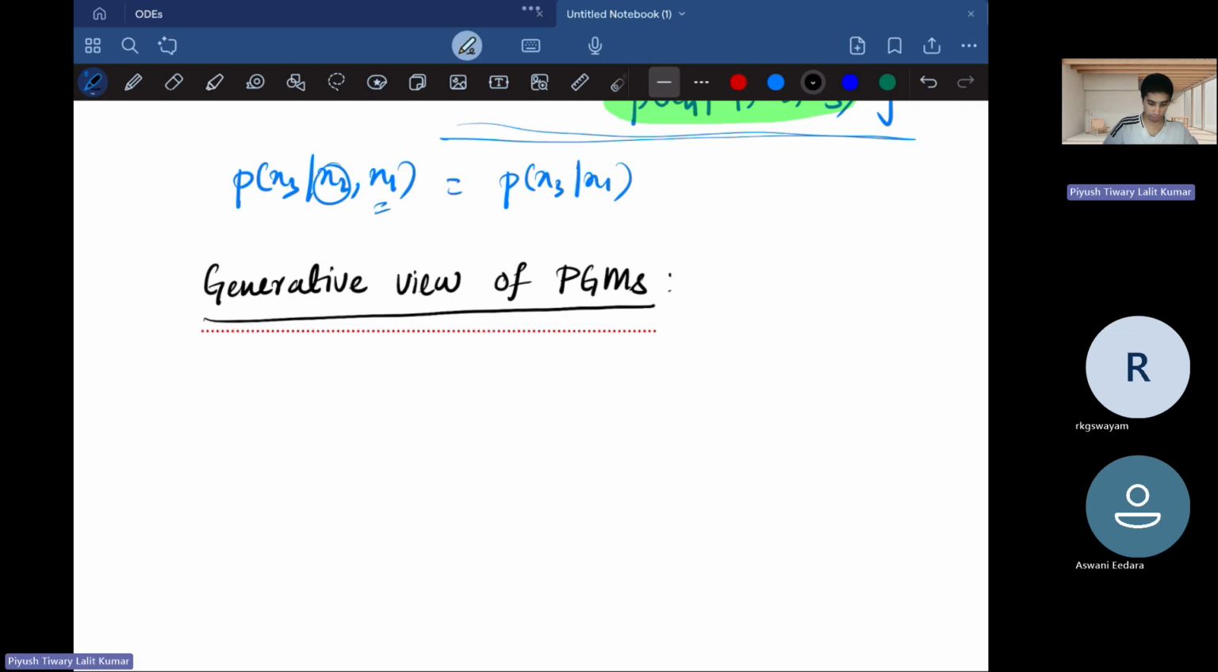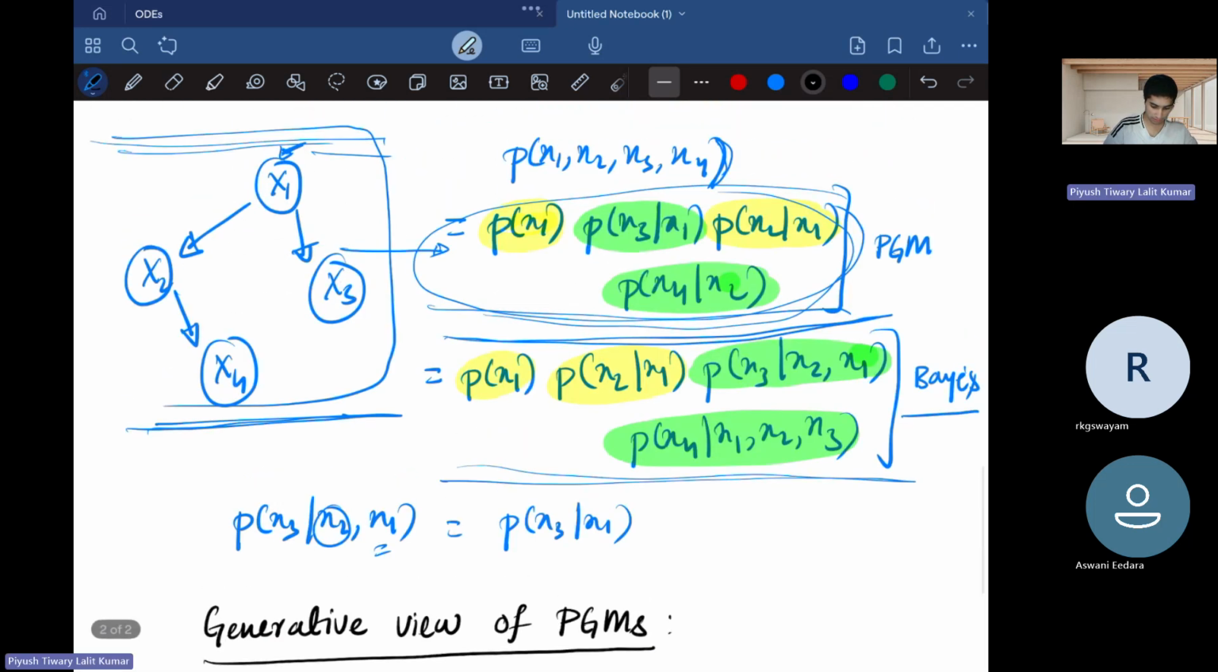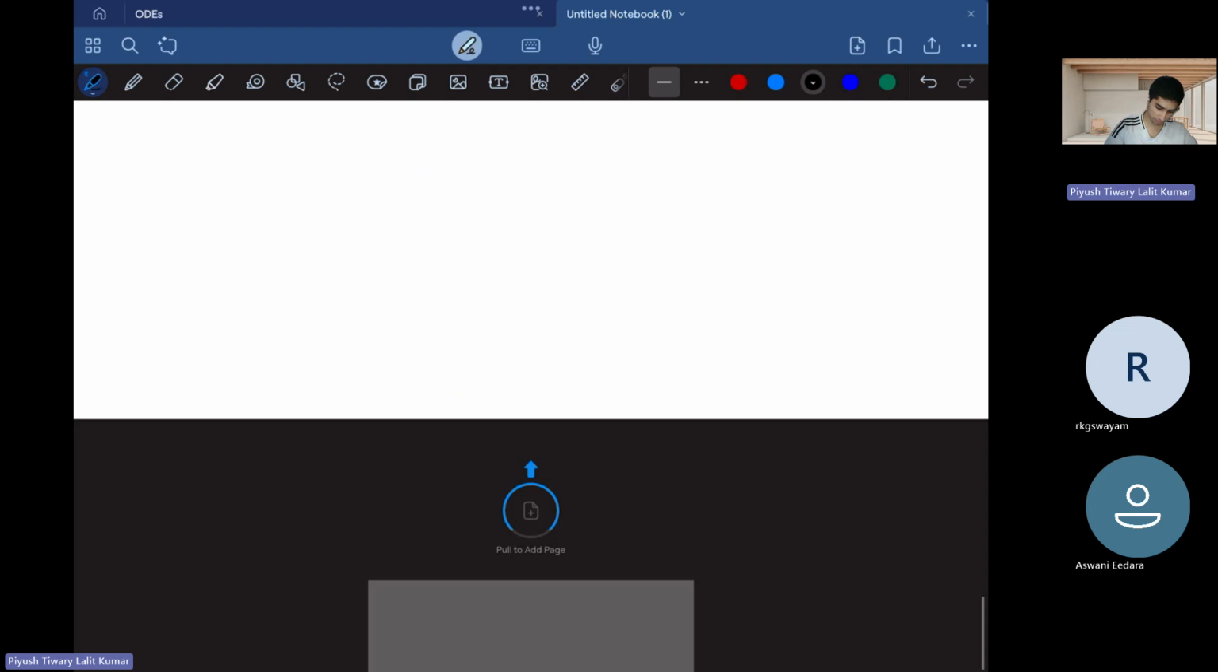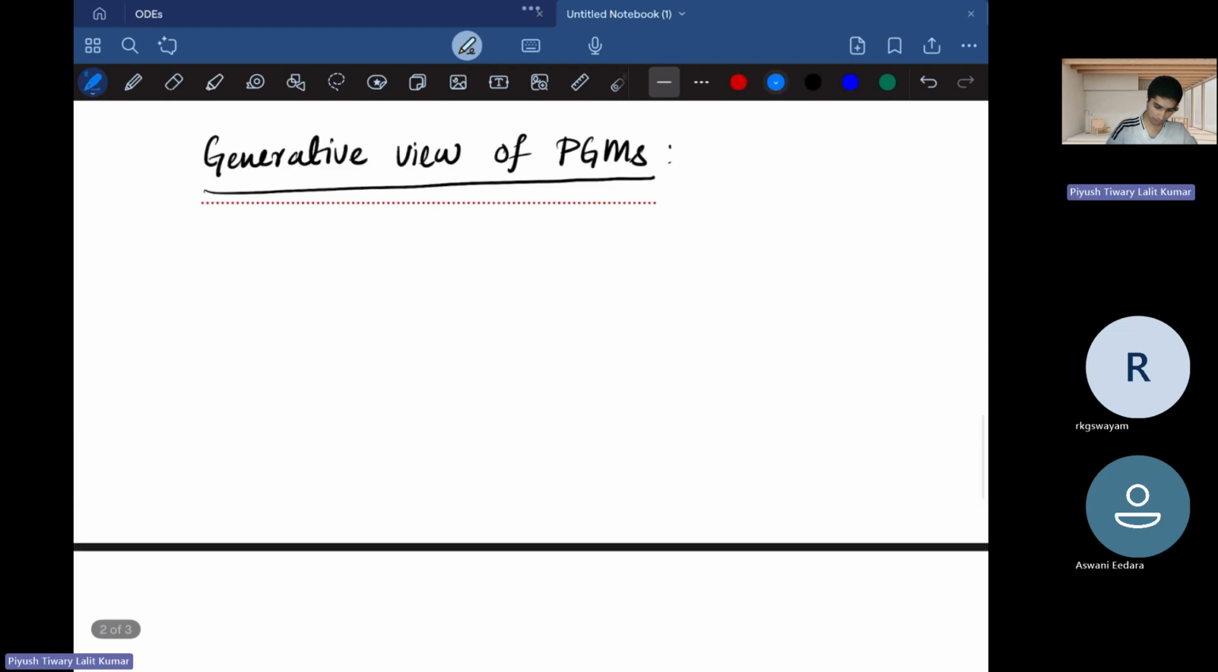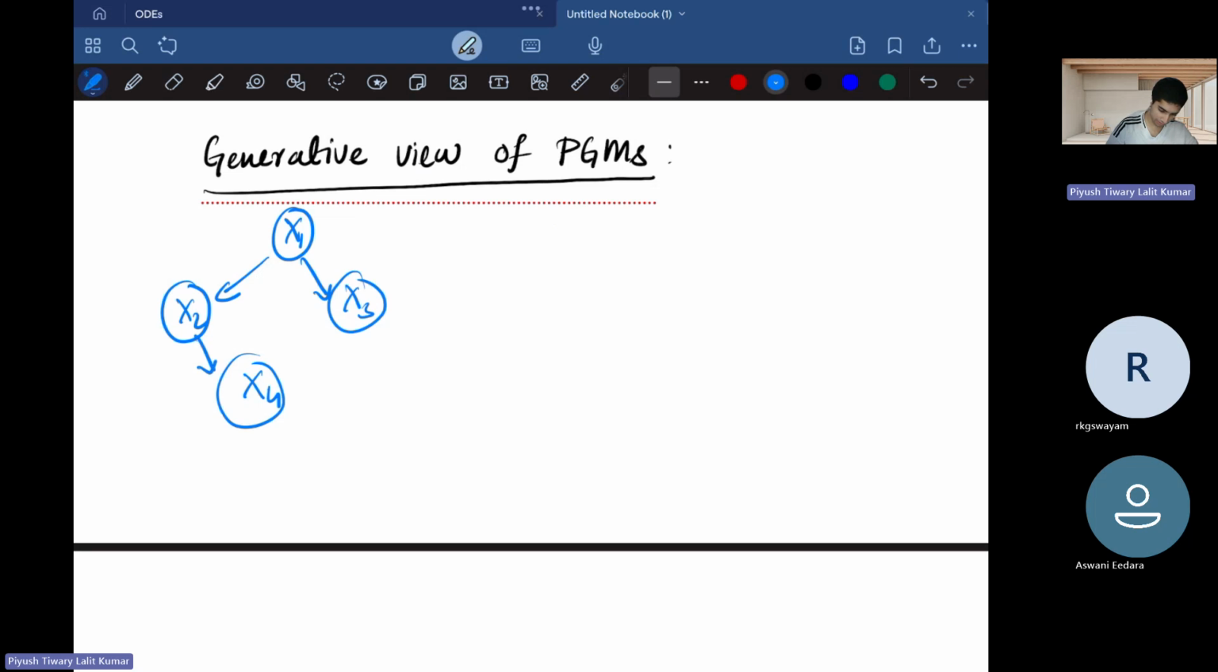So what is this generative view of PGM? Let's take the same example that we had here. So let us look at the same example. You have x1, you have x2, you have x3, and, to avoid any redundancy, I'll just add another node from x3 as well.